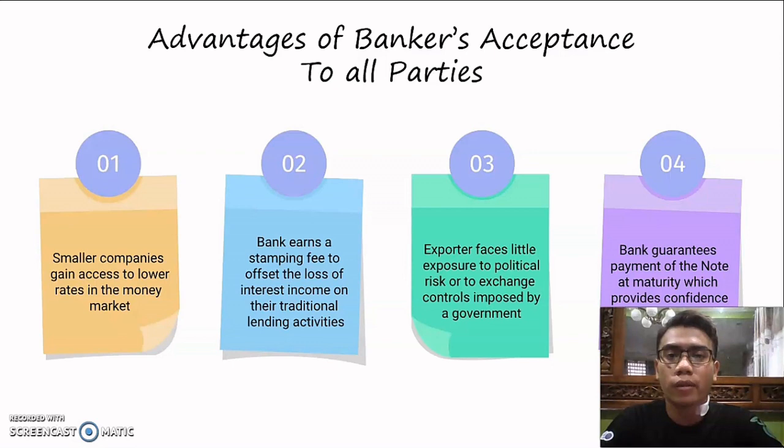We continue with the advantages of banker's acceptance to all parties. There were a few advantages, which are smaller companies gain access to lower rates in the money market. Banks will earn a stamping fee to offset the loss of interest income on their traditional lending activities. The exporter faces little exposure to political risk or to exchange control imposed by the government. Lastly, the bank guarantees payment of the note at maturity, which provides confidence to the market.